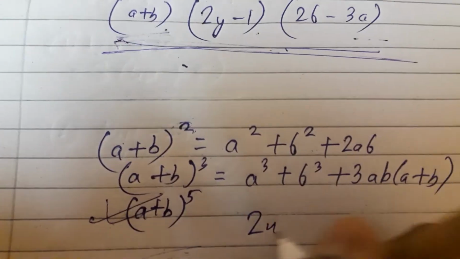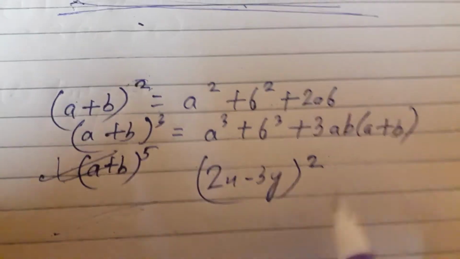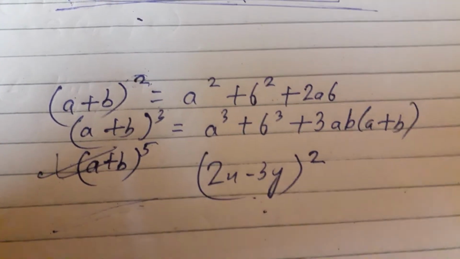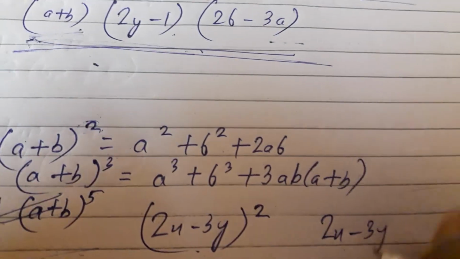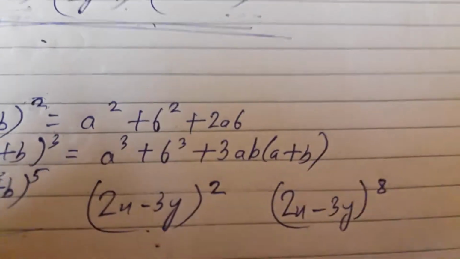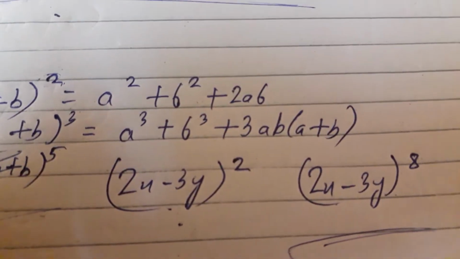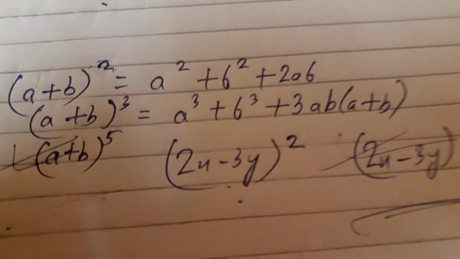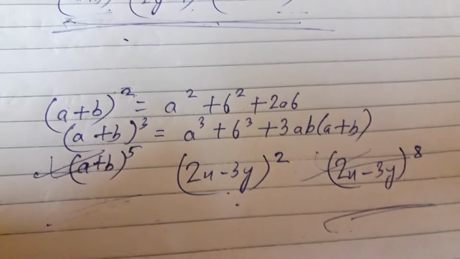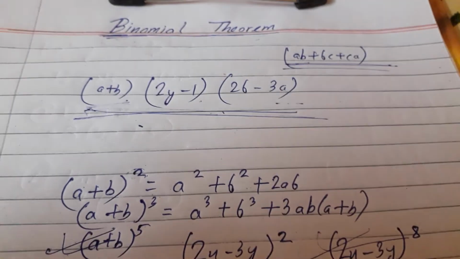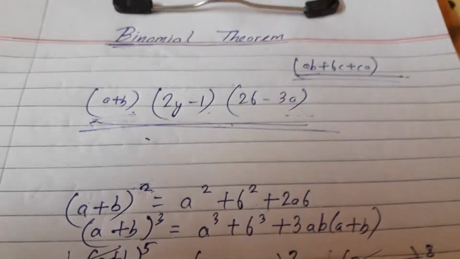Suppose you have to expand 2x minus 3y whole square. You can easily expand it by the a minus b whole square formula. But if you have to expand 2x minus 3y whole to the power 8, in this case you cannot expand it without using the binomial theorem. So this is where you need the concepts of this chapter. This is the need of this chapter.